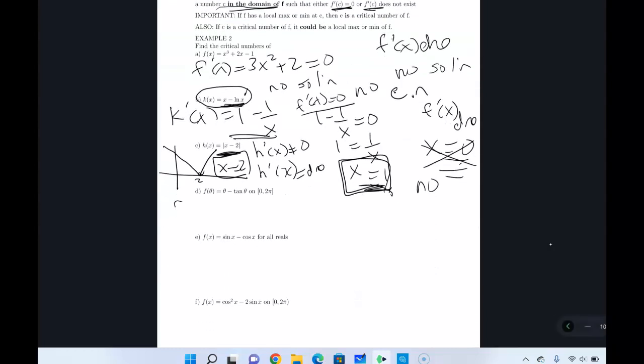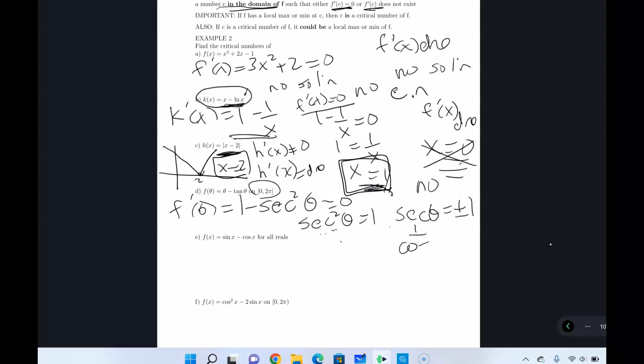All right, let's take the derivative here. So theta is like an x, so I get 1 minus secant squared of theta. So I set it equal to 0. So I have secant squared theta equals 1. So you know that's 1 over cosine squared. But if I take the square root, I get secant of theta is plus or minus 1. So when does that happen between 0 and 2 pi?